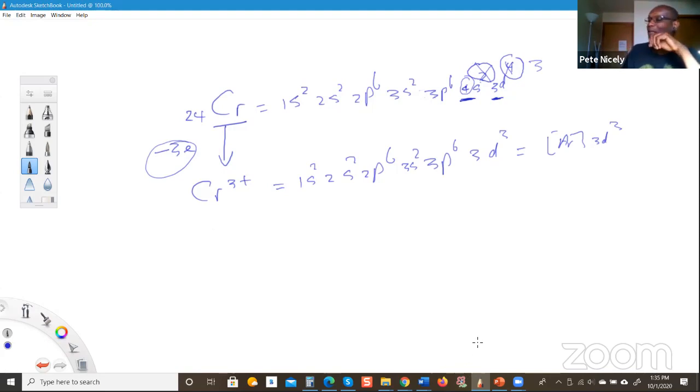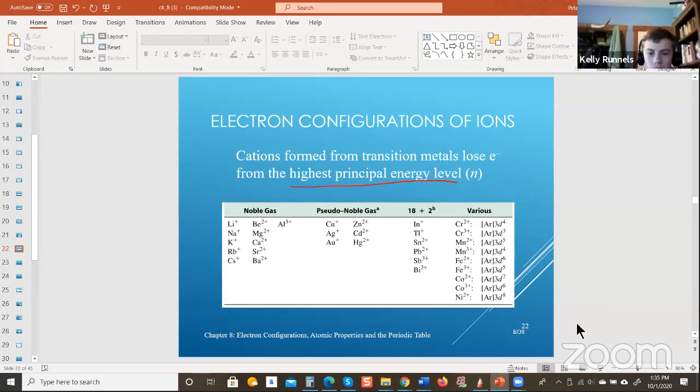All right. Okay. Any questions about this discussion of determining the electron configuration of cations? Any questions? No, I don't think so. Okay, so moving along.